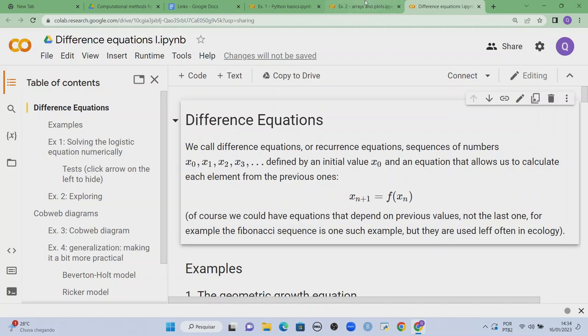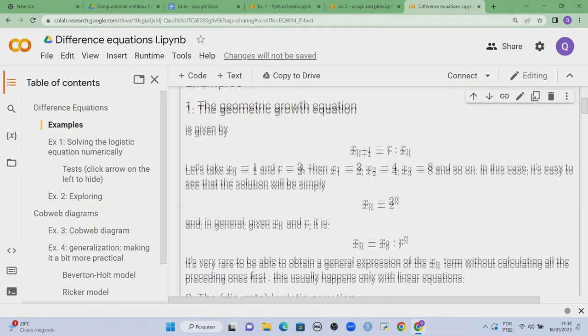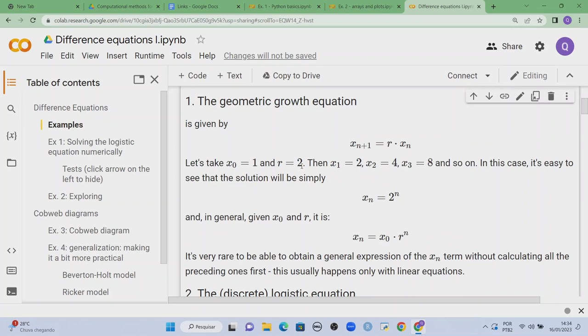So the first example here is the geometric growth equation. For instance, the population at time n plus 1 is just the population at time n multiplied by r. If each individual leaves two new individuals in the next generation, the population doubles at each generation. So it starts with one, and then at the second time step you have two, and then four, and then eight, and then 16, and so on. This is very easy, right? And if you look for the general solution, what is the solution for any value of n? It's just 2 to the power of n.